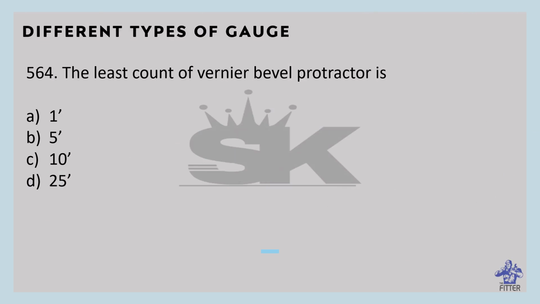The least count of vernier bevel protractor is 5 minutes. It can measure an angle with an accuracy of 1/12 of a degree. 5 minutes or 1/12 of a degree. So the least count of the vernier bevel protractor among the options is 5 minutes.